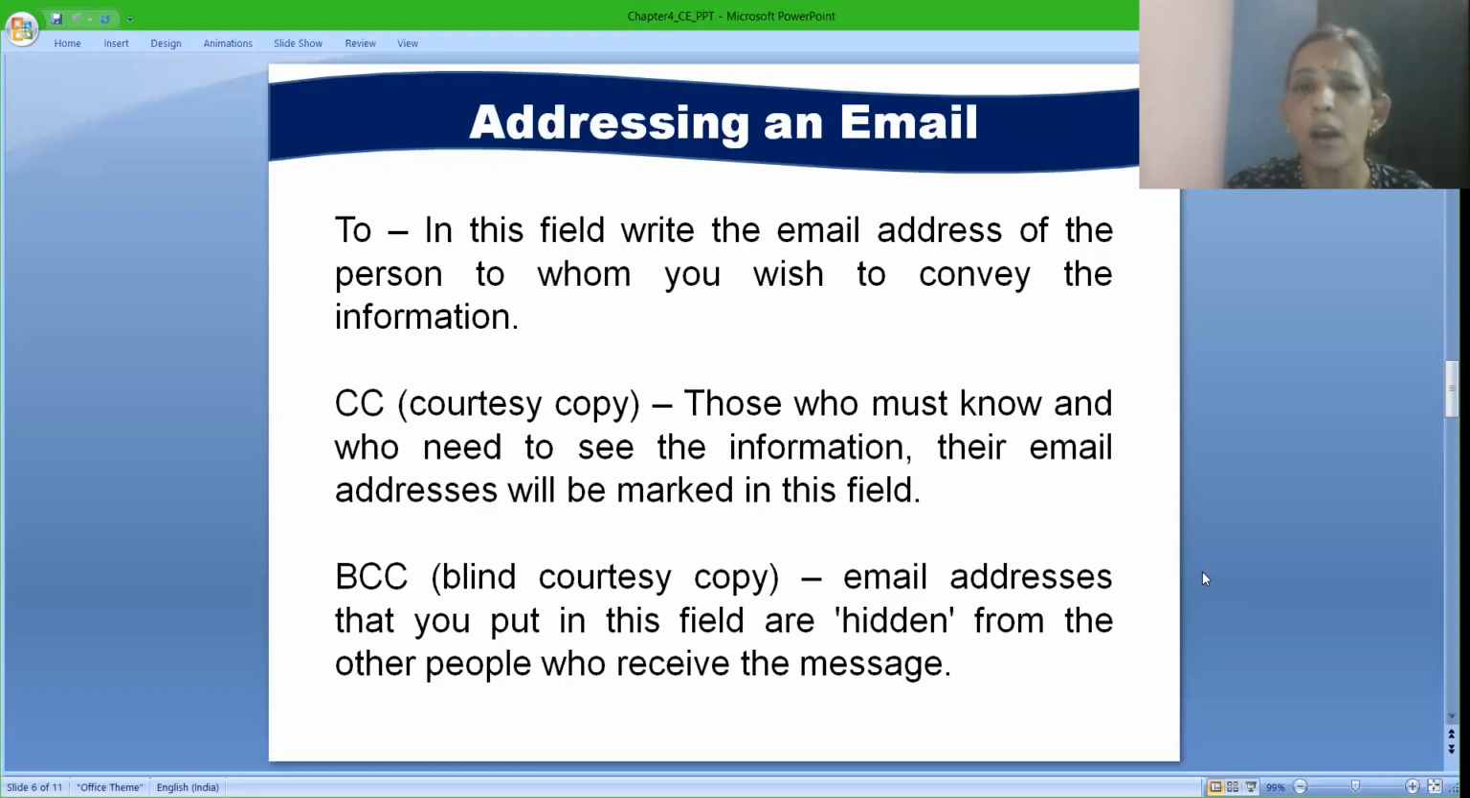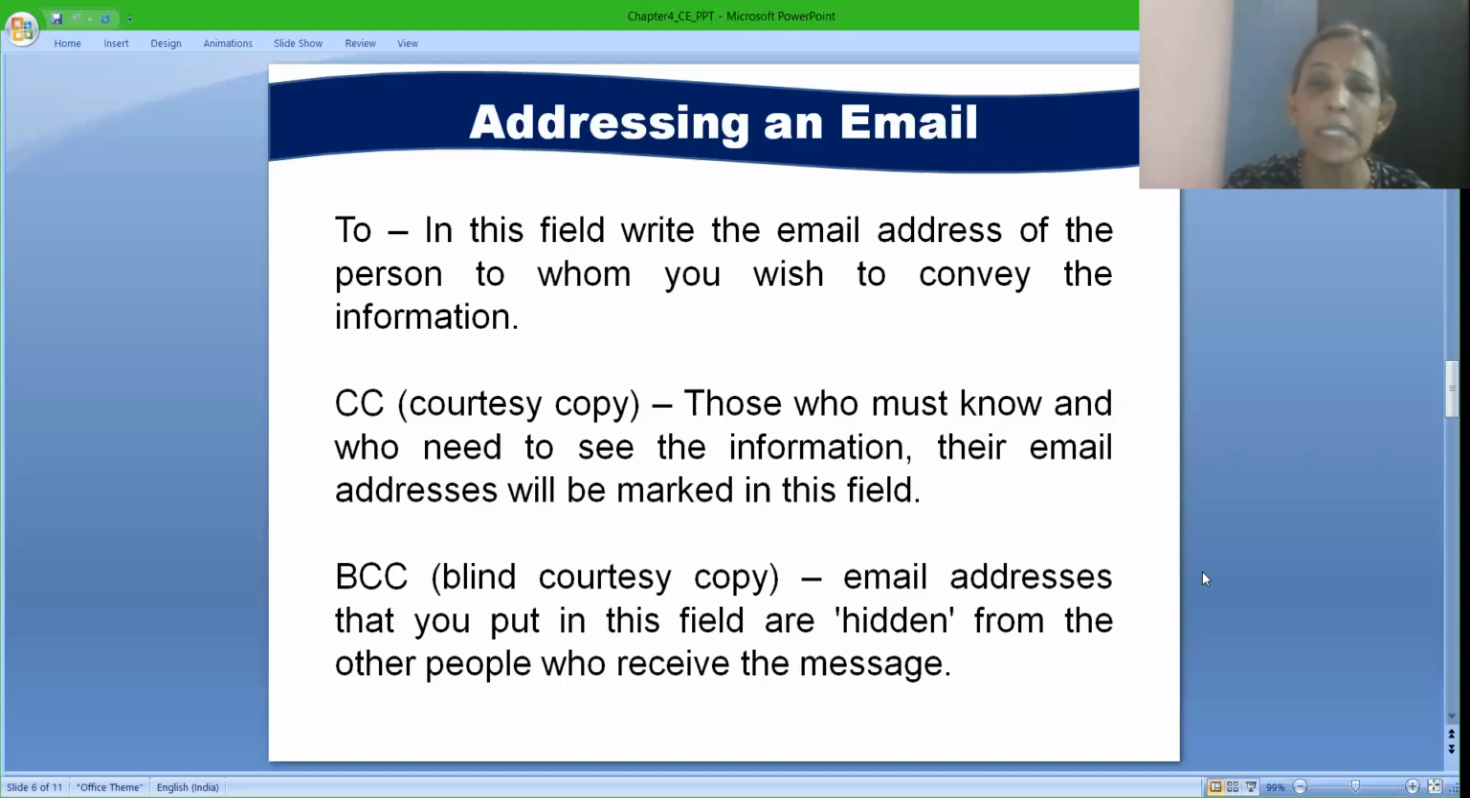Whenever you are adding a CC, that is a courtesy copy, please remember, don't expect an answer from the persons who are addressed in CC. You are sending it to the person who is marked in the To column. So you need to expect the response only from the person to whom the email is directly marked.